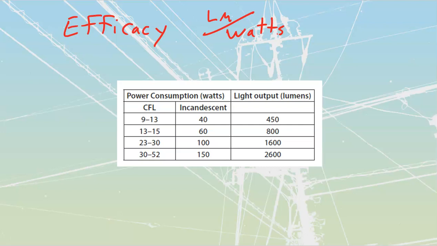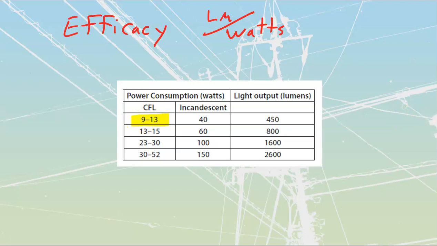These ones over here are going to have a much higher efficacy. Now, they don't give us ratings, but it's a more efficient light for getting large amounts of light out of these things. They talk about power consumption, and they talk about the light output that you're going to have in lumens.